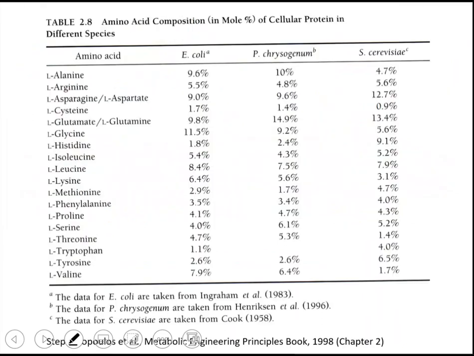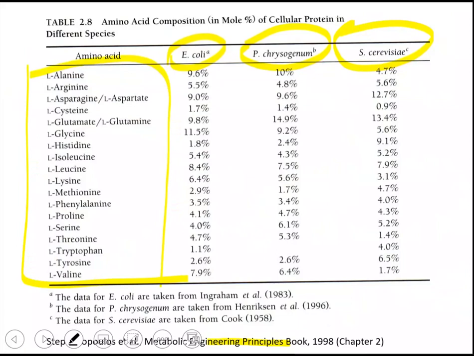And this is measured data from the literature, again from the Metabolic Engineering Principles book. As you see, for different microorganisms, they report the relative amino acid content of their protein pool. So you can use these percentages to write a protein formation reaction for those organisms.